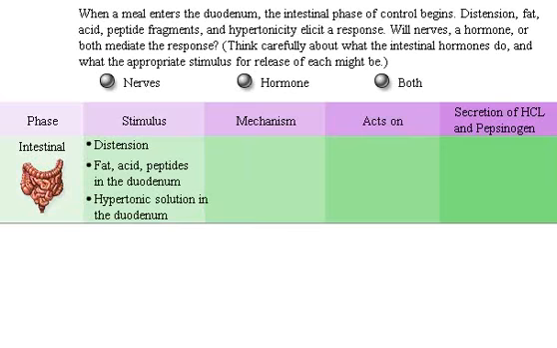When a meal enters the duodenum, the intestinal phase of control begins. Distension, fat, acid, peptide fragments, and hypertonicity elicit a response. Will the response be carried out by nerves or a hormone? Think carefully about what the intestinal hormones do and what the appropriate stimulus for release of each might be.